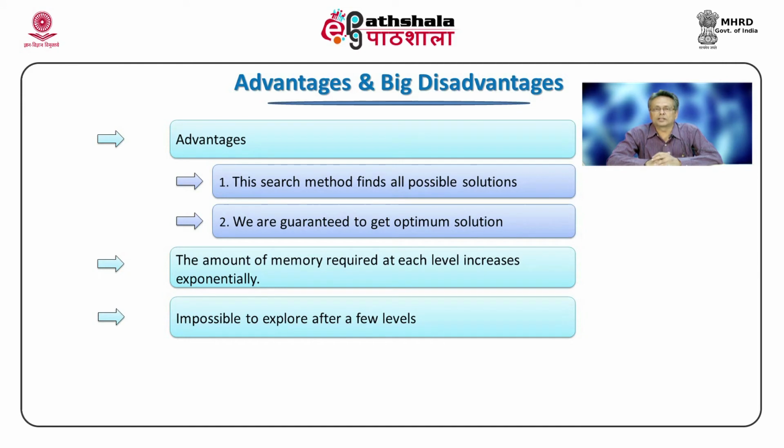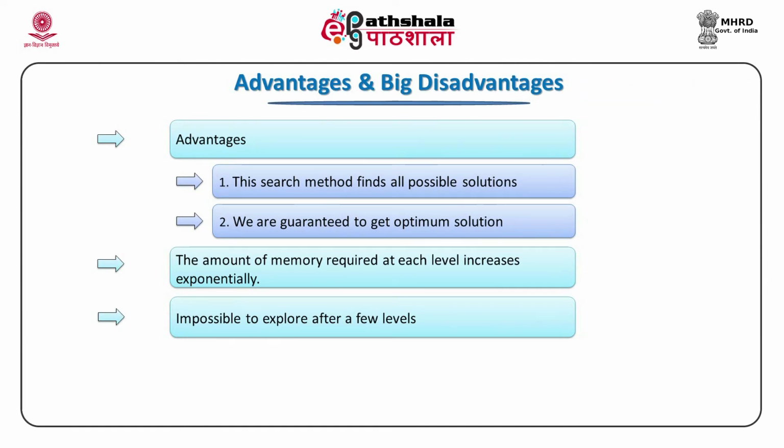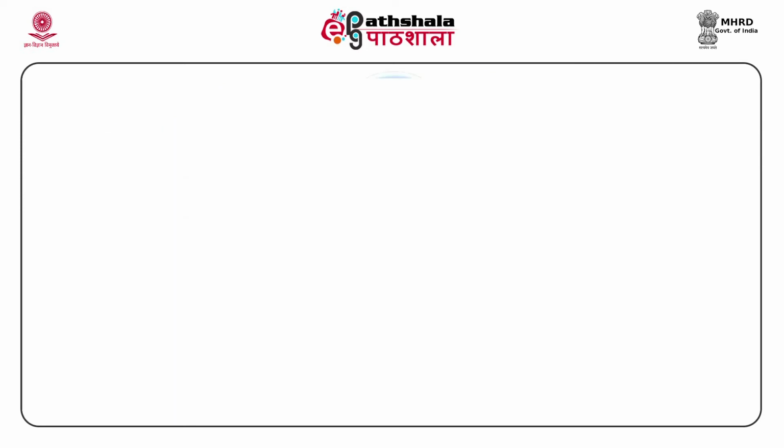In most cases, you won't have the luxury of having that much memory to store all those nodes. So that is the problem with this method. Now let us look at the next method, called depth first search or DFS. We will again start with 800.